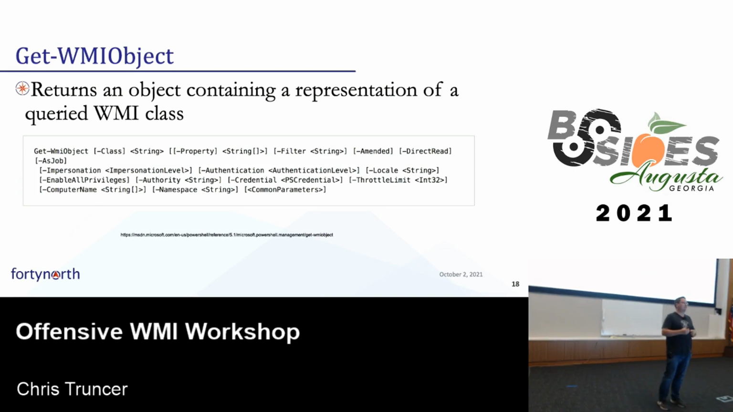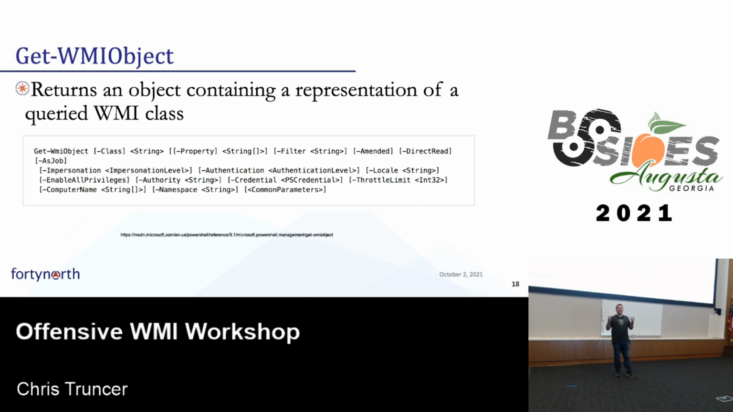What this does is, whatever our query is, it returns objects related to it. I love these definitions from MSDN: returns an object containing a representation of a queried WMI class. So that's incredibly abstract. What does that mean, right? We're going to talk about it, and you're going to get hands-on with it in a second, but let's say you want to get the processes running on a system. Well, we would use this Get-WmiObject cmdlet, and it'll return back a whole bunch of objects.